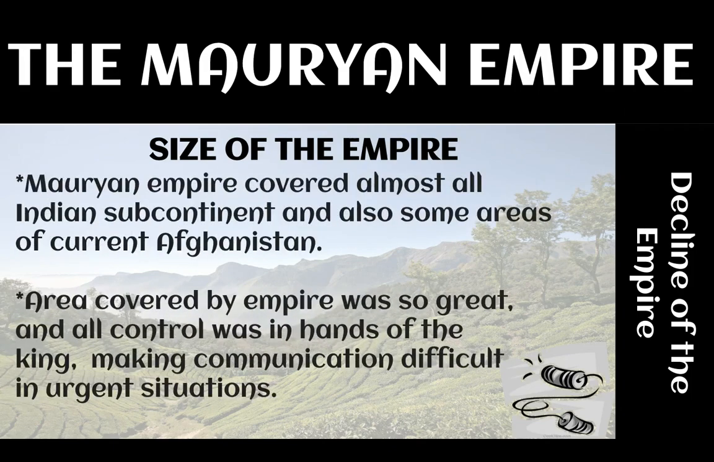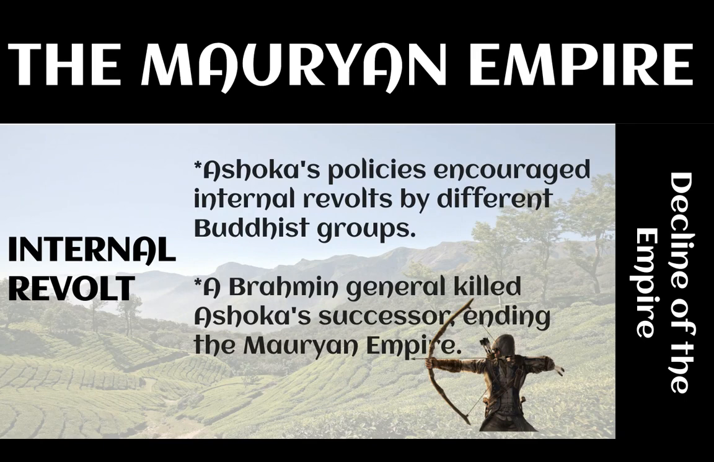As with any large empire, the size will eventually cause problems. And we know that the Mauryan Empire controlled almost all of the Indian subcontinent and some small areas of what is today Afghanistan. So it was so large that it made communication hard, it made moving troops around quickly more difficult. So those are a problem with any empire of large size. Look at what happened to the Romans, same thing. And his own policies encouraged revolts by different Buddhist groups within the empire. After Ashoka died, a Brahmin, a priest general, actually killed his successor to the throne. And this ended the Mauryan Empire.